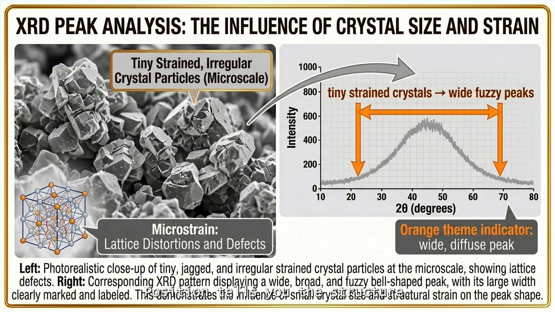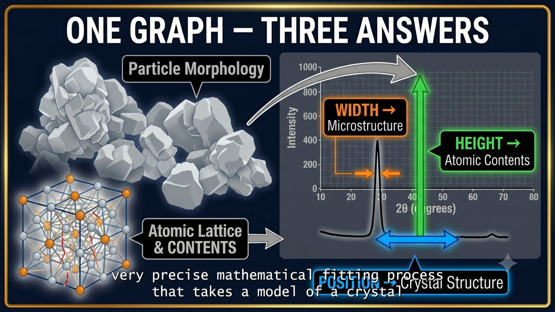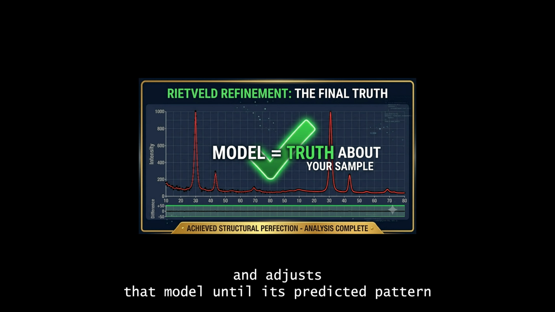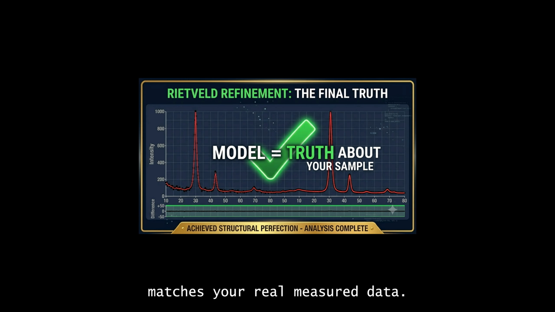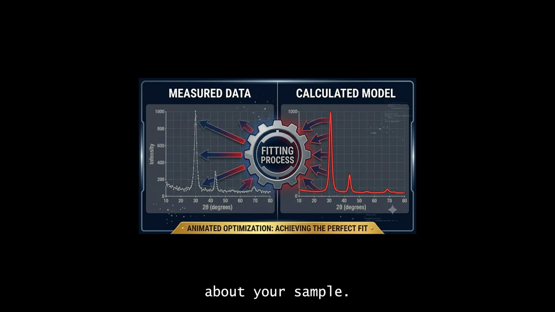Position tells you the structure. Height tells you the contents. Width tells you the microstructure. 3 questions, 3 answers, all baked into one graph. Rietveld refinement is essentially a giant, very precise mathematical fitting process that takes a model of a crystal and adjusts that model until its predicted pattern matches your real, measured data. When the match is good, the model has told you the truth about your sample.